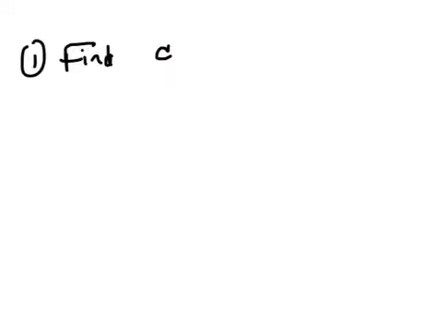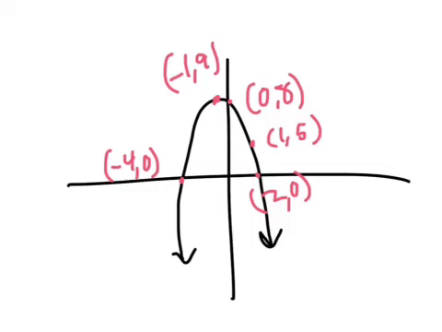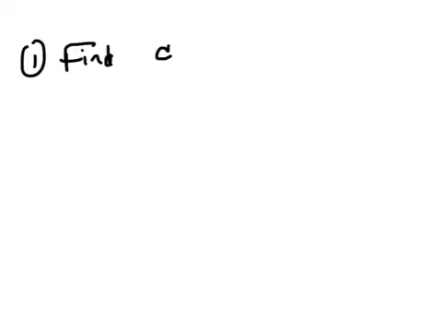So the first thing we'll do is find C. If you recall from the previous video, C is the y-intercept. So finding C is a really easy part of this process. That's why I brought this back up. Our y-intercept is here, at (0, 8), so our y-intercept is 8. So C is simply 8.